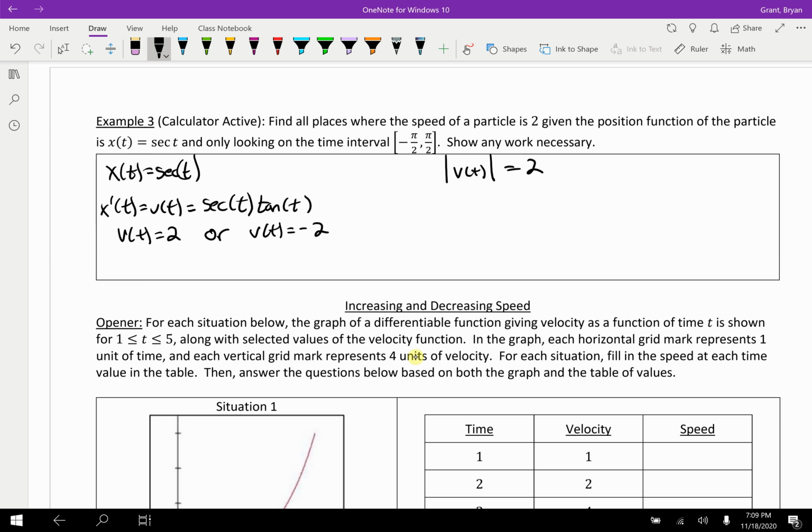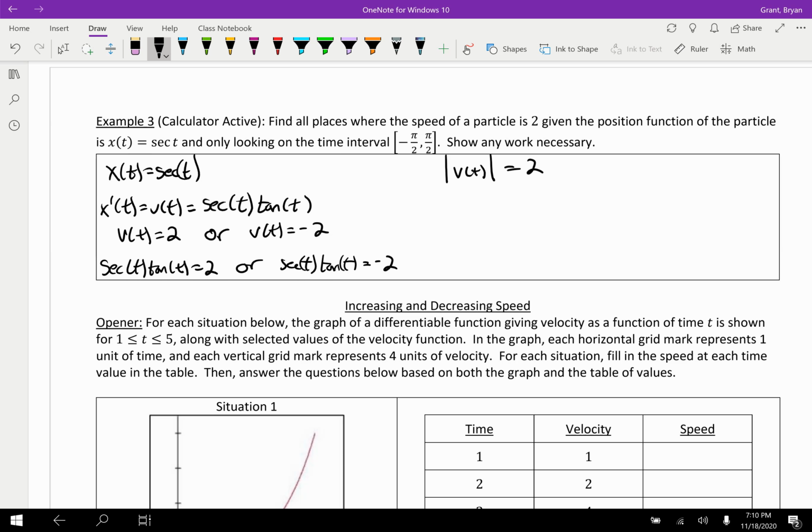However, if you were trying to solve this by hand, it's pretty tricky to solve absolute value equations by hand, so you might just want to stick to it like so. We'd say secant of t, tangent of t equals 2, or secant of t, tangent of t equals negative 2. And then I'd say, cool, solve each of those. And then you would probably say, how? And then my answer would be, I don't really know.